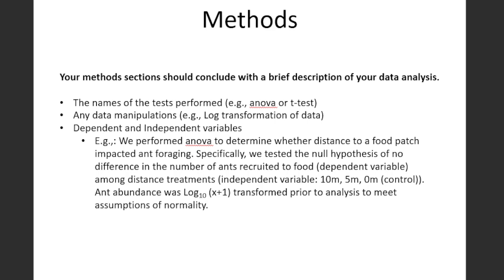Your methods section should conclude with a brief description of your data analysis. So name the test performed, the ANOVA or the t-test. Any data manipulations, so log transformation of the data. And then your dependent and independent variables. So: we performed an ANOVA to determine whether the distance of food patches affected ant foraging. Something like this that's shown here.